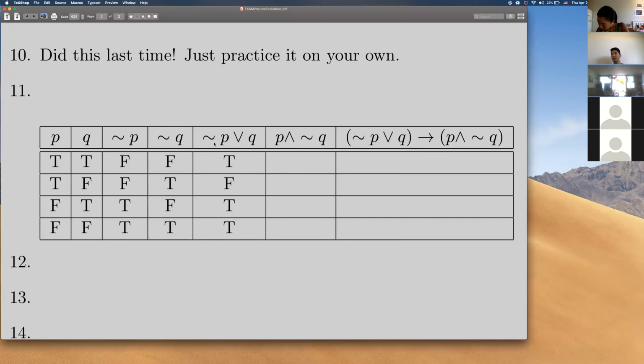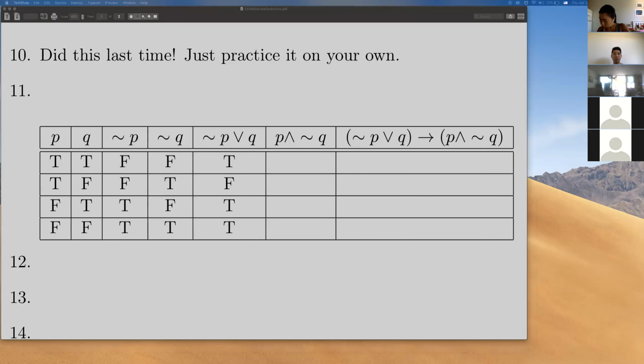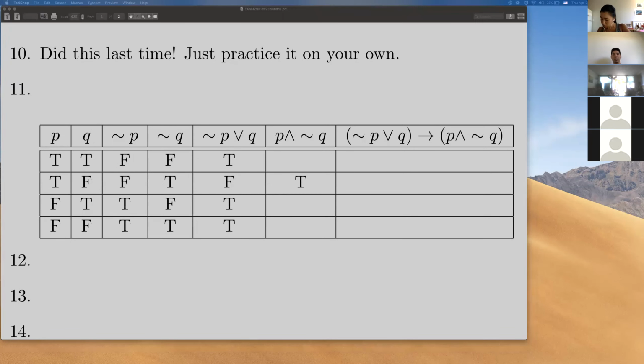Okay, P and not Q. Here's P, here's not Q. And connecting them means they both have to be true to be true. So that's, again, the second row where they're both true. That's the only time it happens. So right here it should be true. And everything else is going to be false.